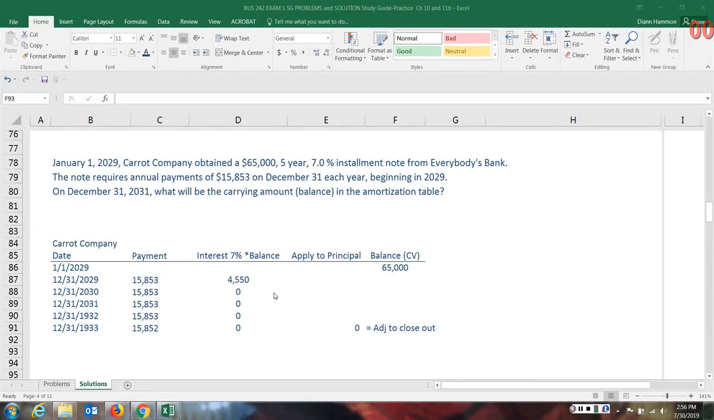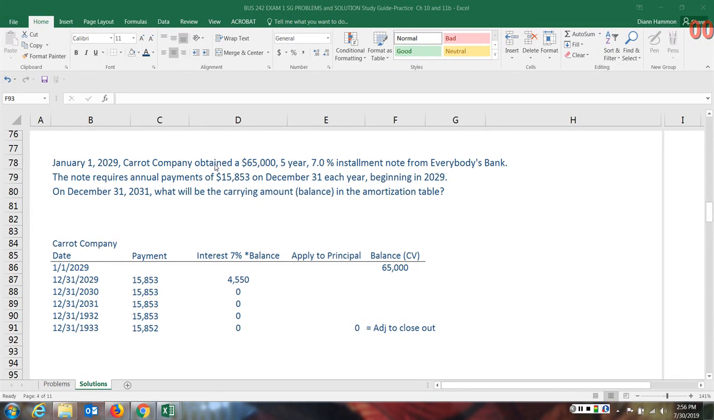In this video, we will examine an installment note and see how you would go about calculating the interest by creating an amortization table. So here we have Carrot Company. They've obtained a $65,000 5-year 7% installment note from Everybody's Bank.